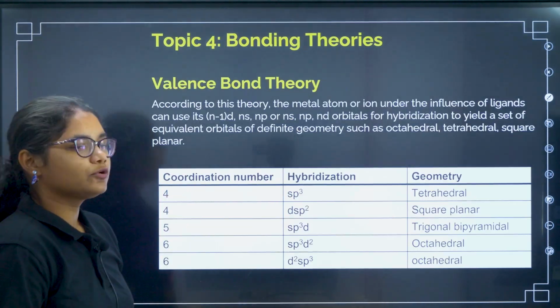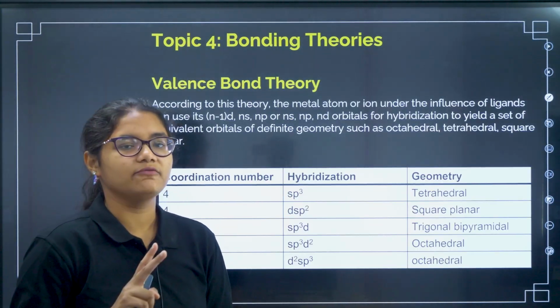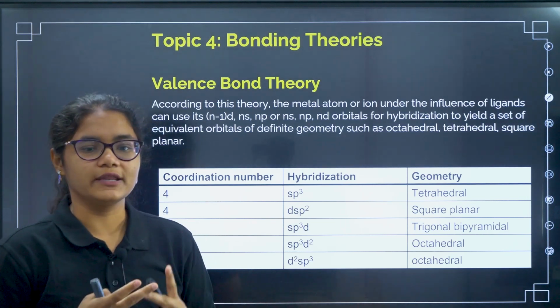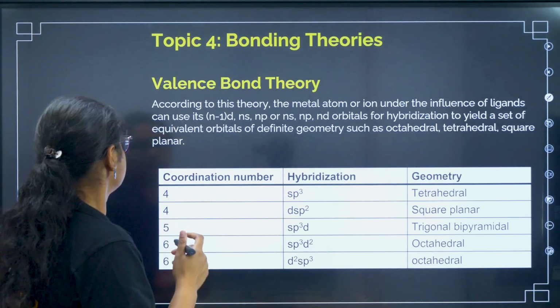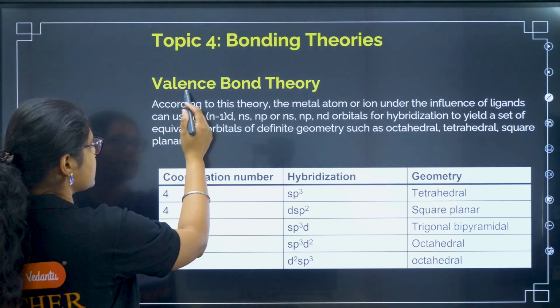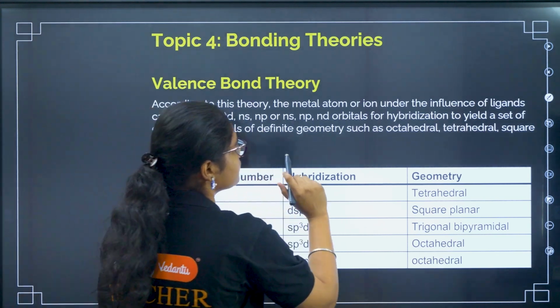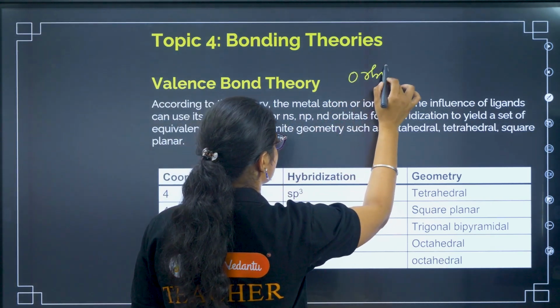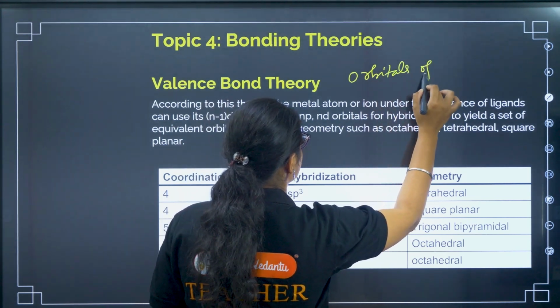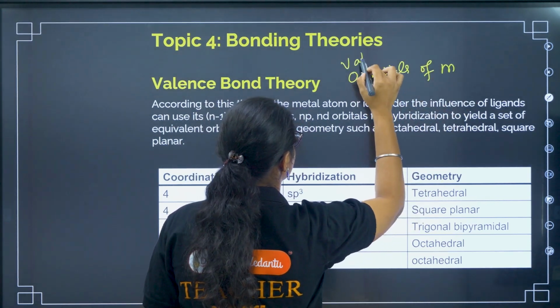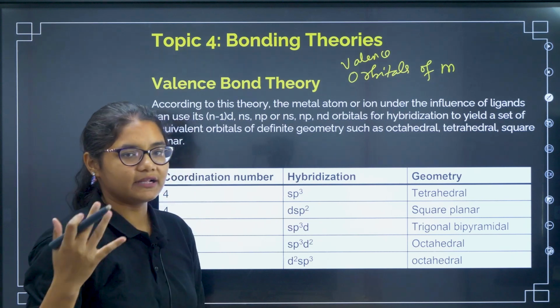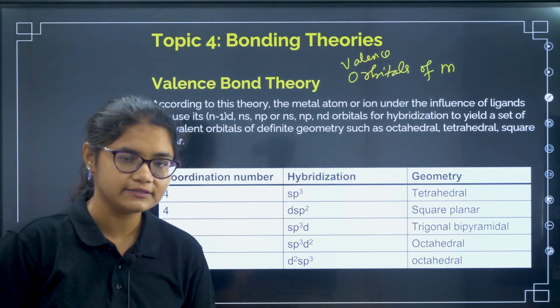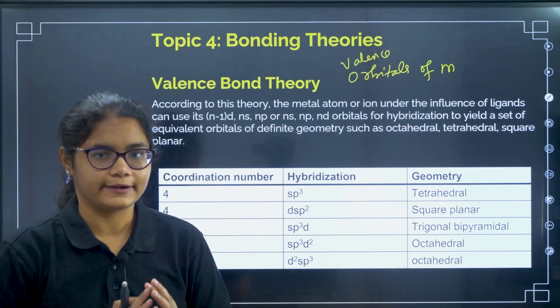Okay, now we'll go to bonding theory. We have 2 important bonding theories. One is valence bond theory and another is crystal field theory. So what is it according to valence bond theory? First of all, according to valence bond theory, the valence orbitals of the metal undergo hybridization to form new hybrid orbitals where the ligands can donate electrons.